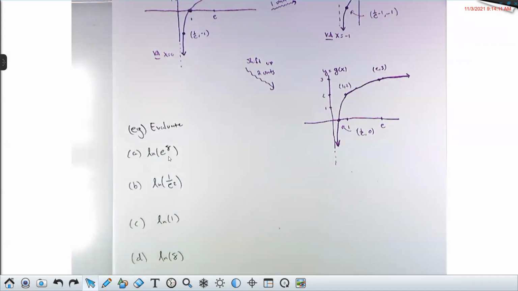How would I find the ln of e to the 8, the natural log of e to the 8? What's the base of the ln?